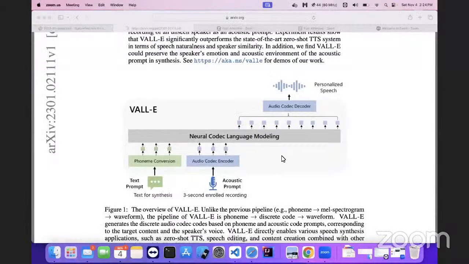Audio of the speaker that you want to imitate, right? That 3-second audio also goes as an input. Okay. Now, this text first gets converted to phonemes.